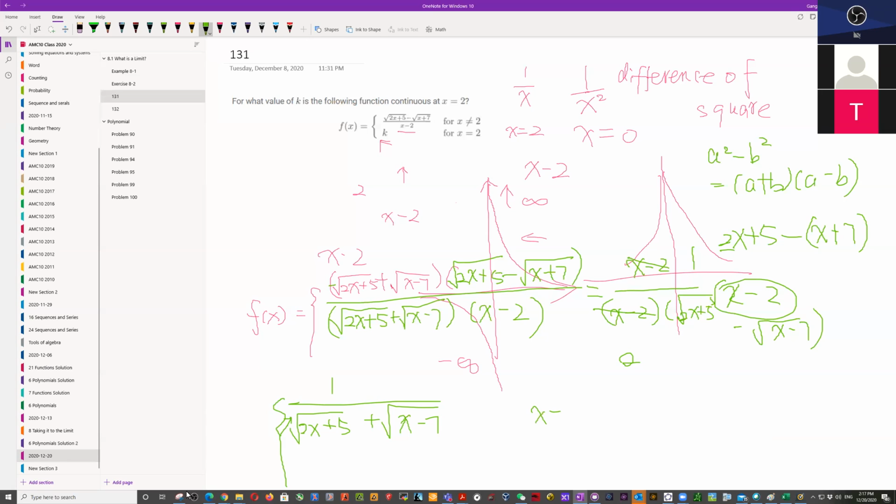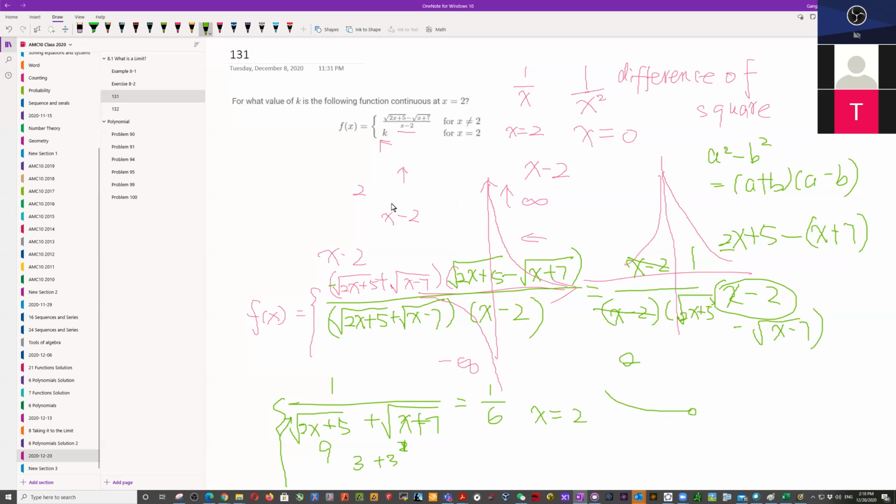So like x equal to 2, I fill in, 2x plus 5 is going to be 9, and this is 2 plus 7, which is also 9. So the square root of 9 is 3, and this is the square root of 9, which is also 3. 3 plus 3, so basically it's 1 over 6. So it's going to be defined at an infinitely close location to the number 2. In this case, the whole line, if you really draw it, is just a flat line at 2.